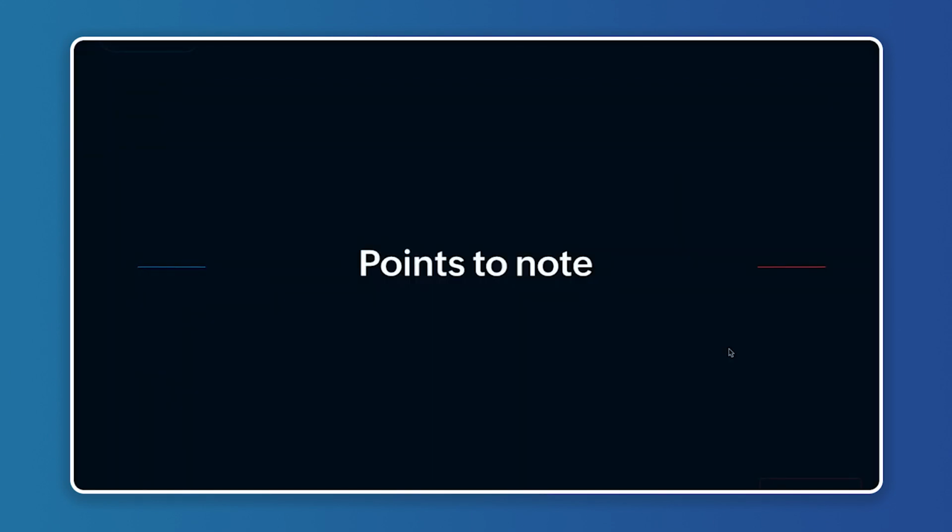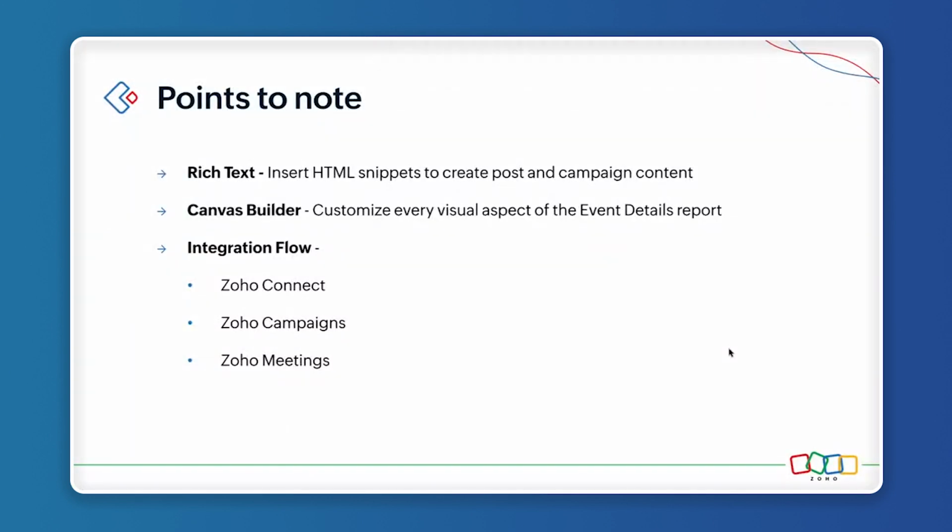So by this we came to the end. Let me give you some points to be noted before I conclude this session. In this session, we discussed a few features and how they have been used to enhance the usage of the application. For example, the rich text field, using which I have created the Connect post and the campaign content just by embedding an HTML snippet on submission of a form.